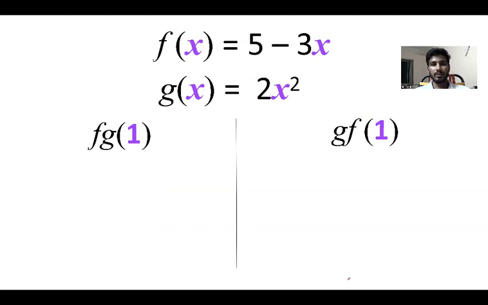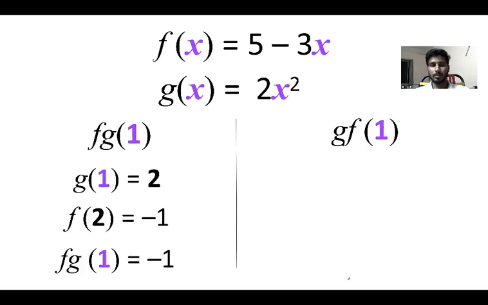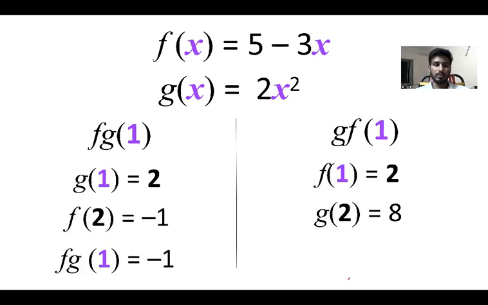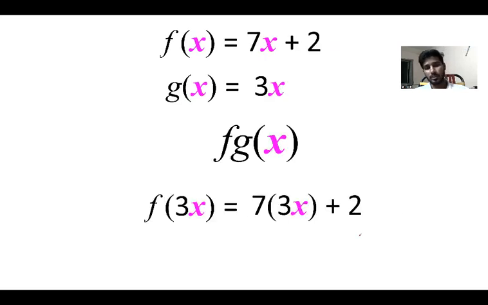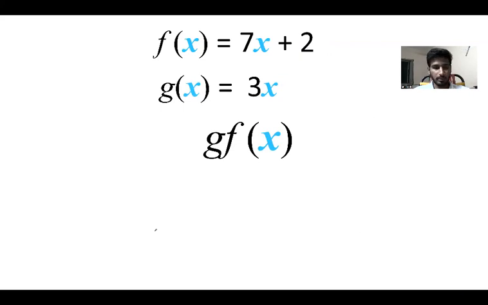And the another problem is f of x is equal to 5 minus 3x and g of x is 2x squared. And f of g of 1, same problem. When we substitute 1, we got 2 and f of 2 is minus 1. F of g of 1 is minus 1. G of f of 1: when we substitute 1 at place of f of x, it becomes 2. And g of 2 equal to 8. G of f of 1 equal to 8. So these are the problems.